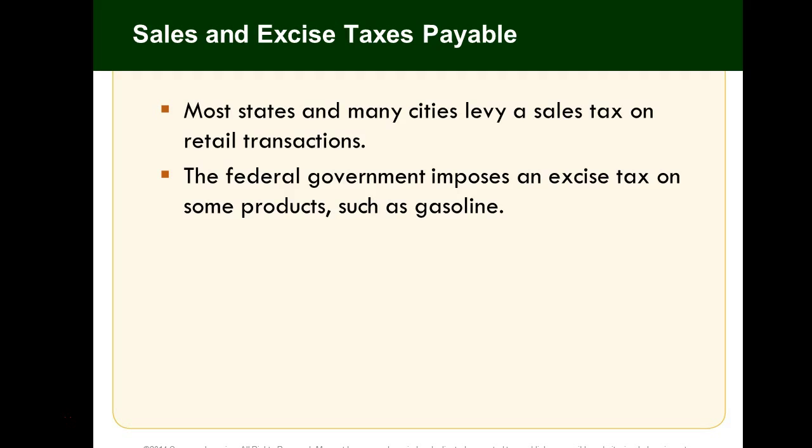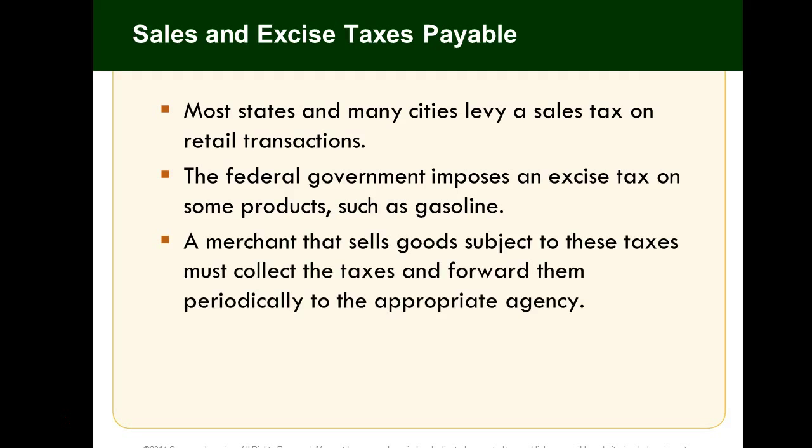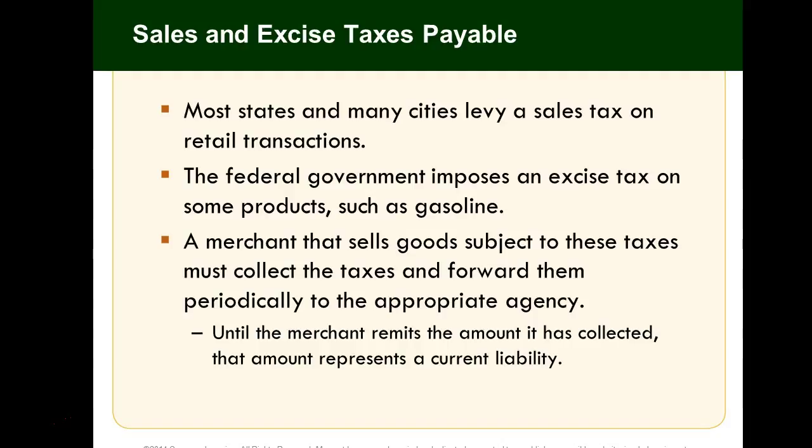The federal government imposes things called excise taxes. This is more for gasoline. Merchants that sell goods subject to these taxes must collect the taxes and forward them periodically to either the federal government or the state. Until the merchant remits that amount it has collected, that amount represents a current liability.